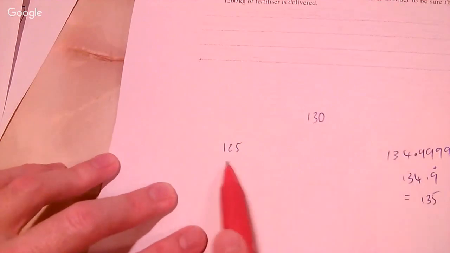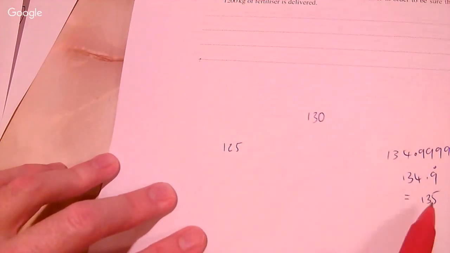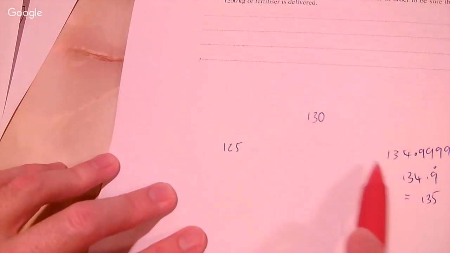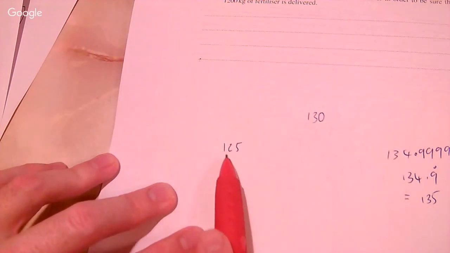So the distance between them as well is 10. So it's quite an easy way to remember that whatever you're rounding to, you halve it, take it away, add it on. It can be that one. It can never quite get to this one.